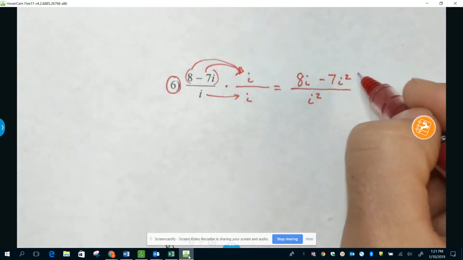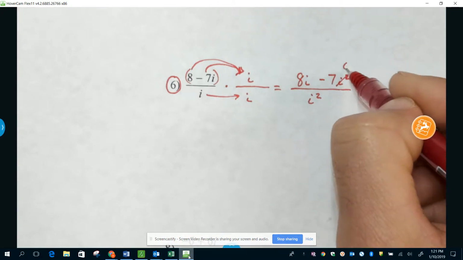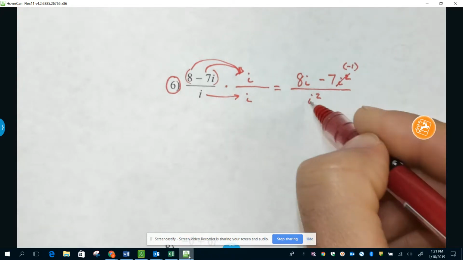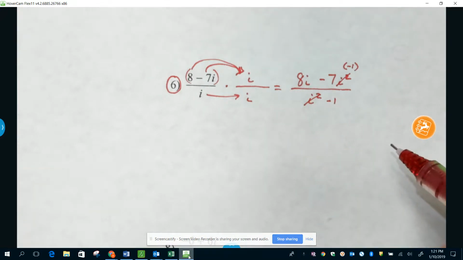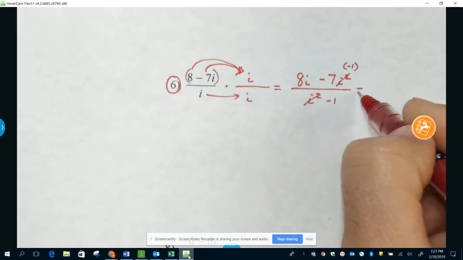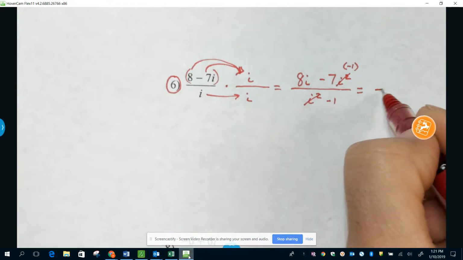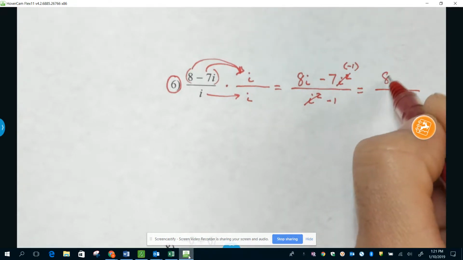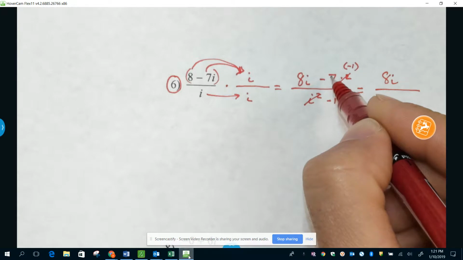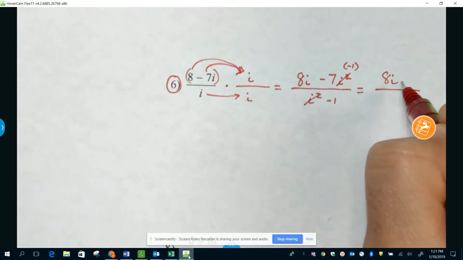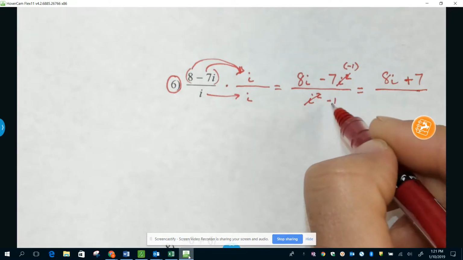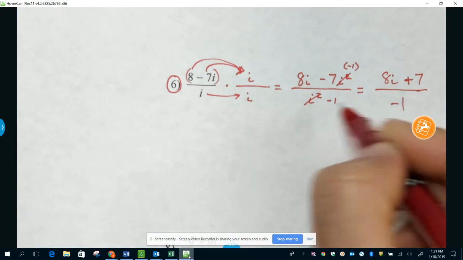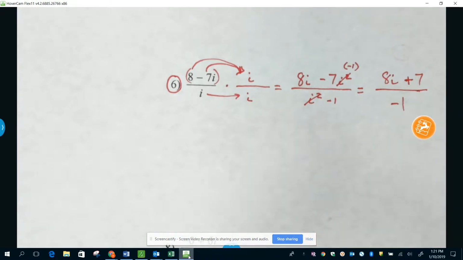Now again, got to clean up these i squareds. This i squared turns into a negative 1, and this i squared turns into a negative 1. So in my numerator, I've got an 8i. When I do negative 7 times negative 1, that turns into a positive 7. And now my denominator is just a negative 1, because it was just an i squared.